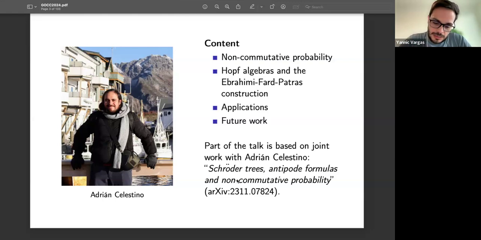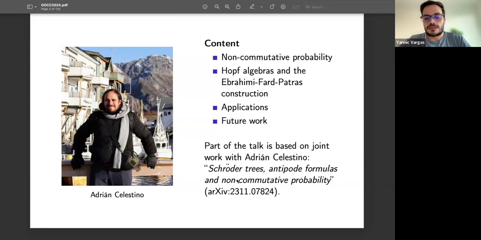I come from algebraic combinatorics, more precisely from looking at combinatorial Hopf algebras. That's essentially the reason why I started to look at non-commutative probability, because there are several results in non-commutative probability that use tools from Hopf algebras and combinatorics. So that's what I'm going to try to show you today.